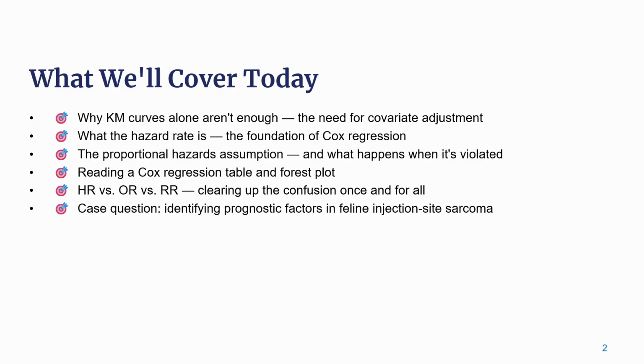Here's our roadmap. We'll start with why Kaplan-Meier alone isn't sufficient when patients differ in important baseline characteristics. Then we'll build up the Cox model from the concept of hazard rates, cover the critical proportional hazards assumption, and read a real results table and forest plot. We'll close with the odds ratio versus hazard ratio versus risk ratio comparison that trips up so many readers, and then we'll apply it all to a clinical case.